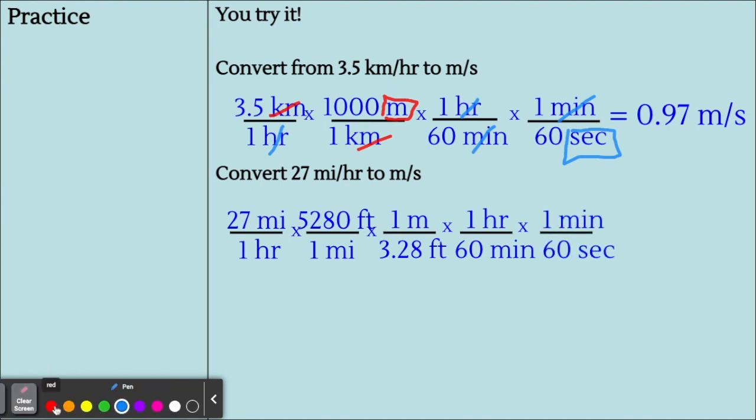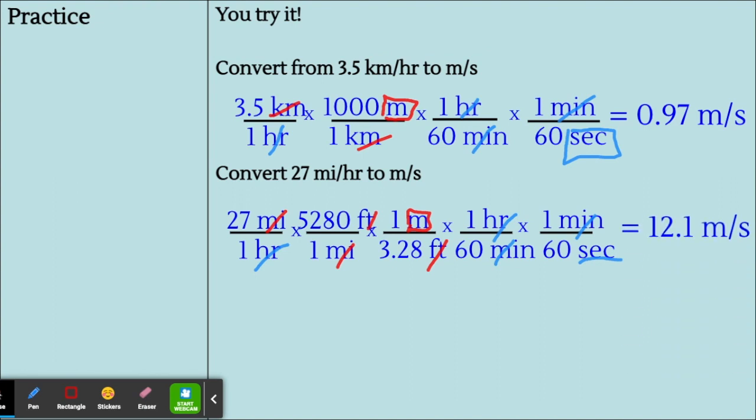So if we look again at this, we can see that miles cancels out with miles, feet with feet. I'm just left with meters. Circle that unit or square it. Then I look at the bottom. Hours cancels out with hours, minutes with minutes. I'm left with seconds, so I have meters over seconds. All I do is multiply through, just like I did before, and I end up with 12.1 meters per second.